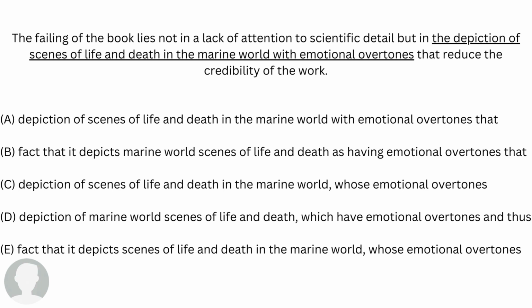Last, fact that it depicts scenes of life and death in the marine world whose emotional overtones, again, this is more complex. And the second part of the phrase, from whose emotional overtones, does not make a grammatically correct clause. So then, by the process of elimination, we now know that A is the best possible answer.